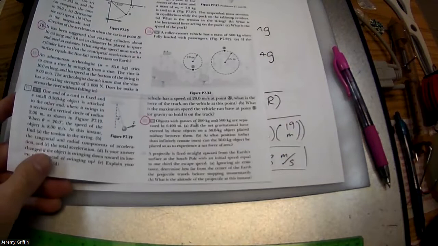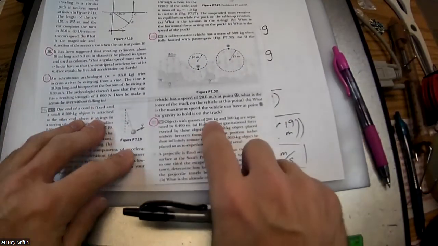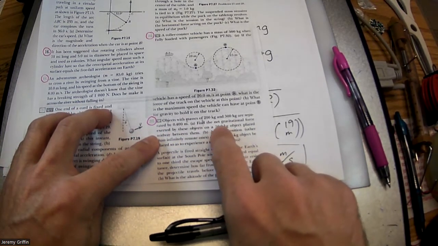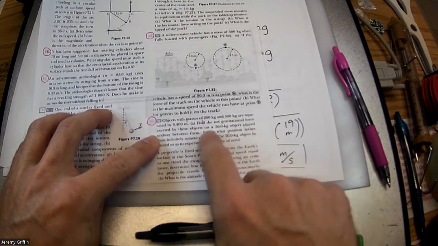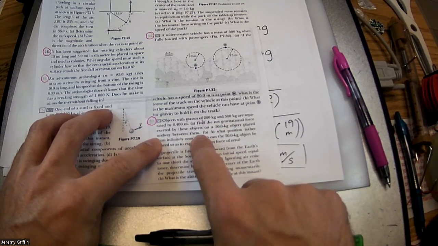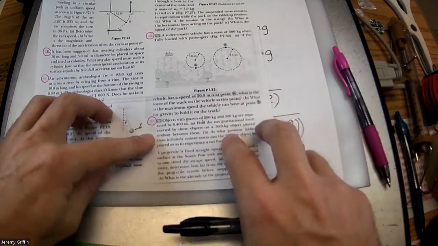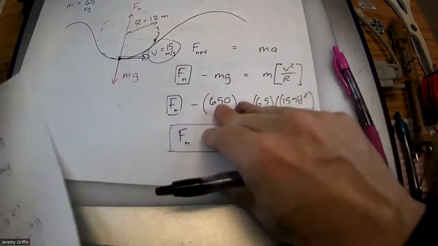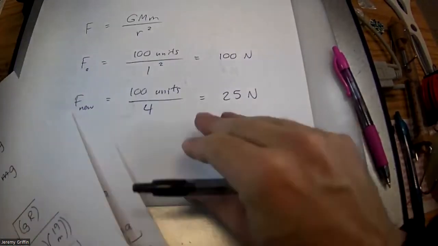Number 37, objects with masses of 70 kilograms separated by this distance. Find the net gravity force exerted by these objects on a third object placed midway between them. Okay, and then there's another question, but let's do that one first. This sounds pretty much straightforward, just universal gravitation. We're going to have 3 objects, so it's going to be a little more fun now. So 37.